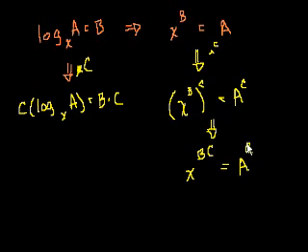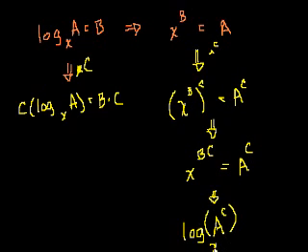What can we do now? Well, let's not take the logarithm of both sides. Let's write this as a logarithm expression. We know that x to the bc is equal to a to the c. Well, that's the exact same thing as saying that the logarithm base x of a to the c is equal to bc. Correct? Because all I did is I rewrote this as a logarithm expression.